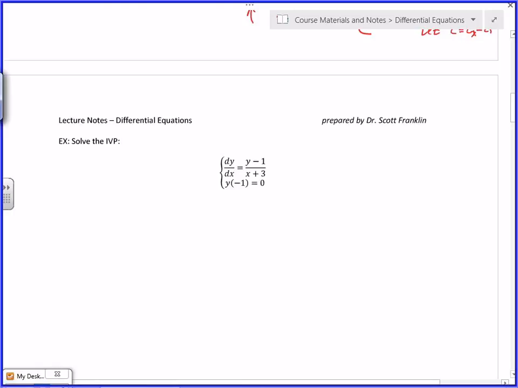All right, let's try this one. Is it separable? Yes. Easy multiplication, division actually, will move that to the other side, and what I end up with is dy and dx on opposite sides. On the right-hand side, I'll have 1 over x plus 3, and on the left-hand side, 1 over y minus 1. What I'm doing is multiplying both sides by 1 over y minus 1 to move that to the other side.